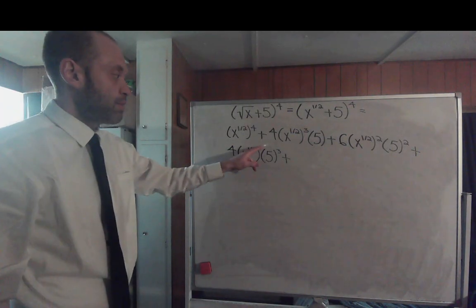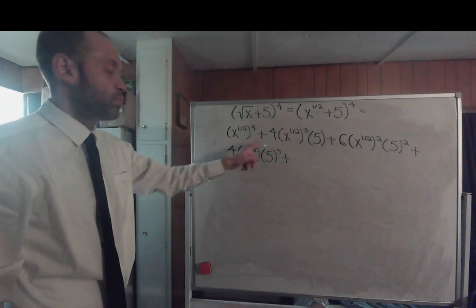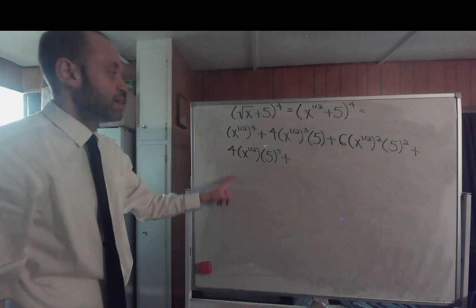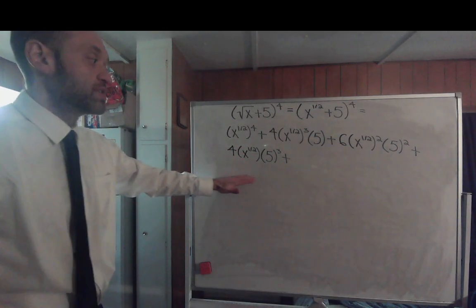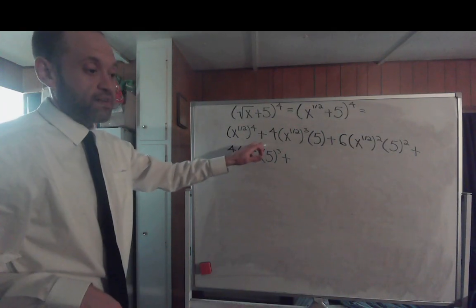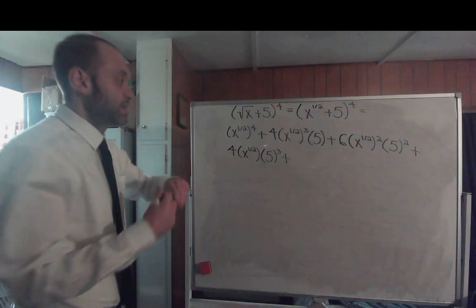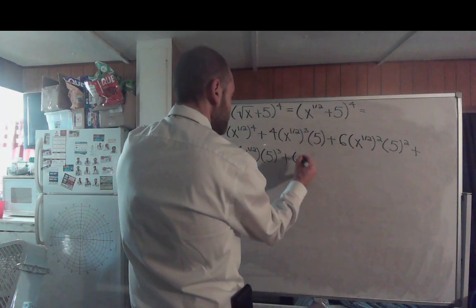Let's bring down that power of 1 on the x to the 1/2. 1 times 4 is 4. Divided by the term number of 4 is 1. X to the 1/2 to the 0 is also 1. So I should just be left with plus 5 to the fourth.